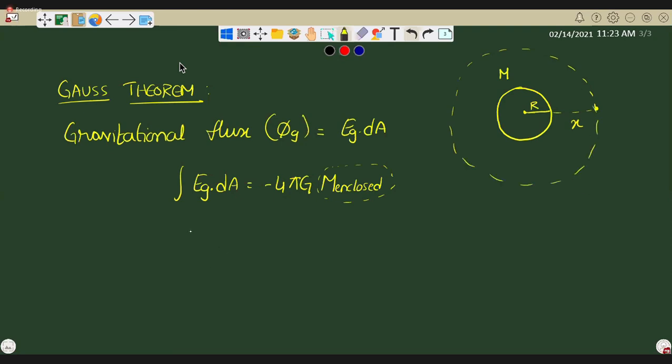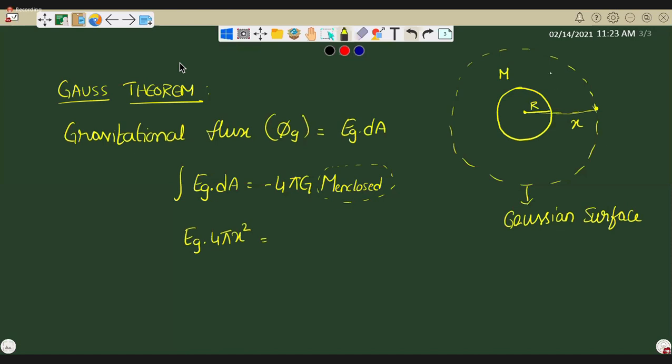Okay. Now, Eg into, what is your area? This surface with x as radius which you have taken is called a Gaussian surface. Understood? Now tell me, what is the area of this Gaussian surface? Area of this Gaussian surface: 4 pi x square.